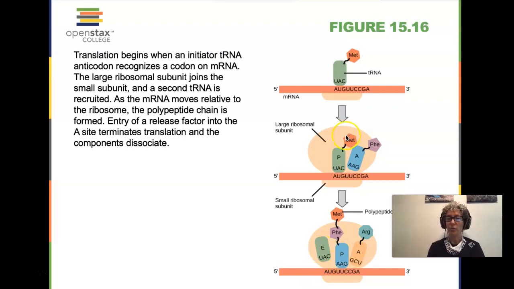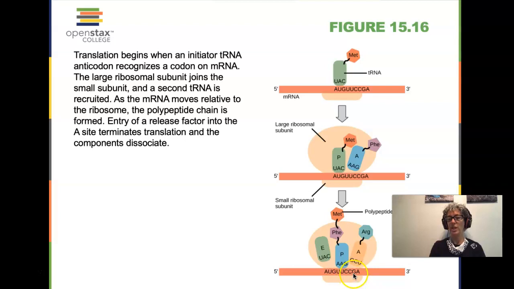That means when we forge this peptide bond between the methionine and the phenylalanine, that left this tRNA empty, and when the ribosome moved over one codon, it pushed this into the E site, which is the exit site. The empty tRNA exits the E site. That movement dragged this one into the P site, meaning the A site is available.